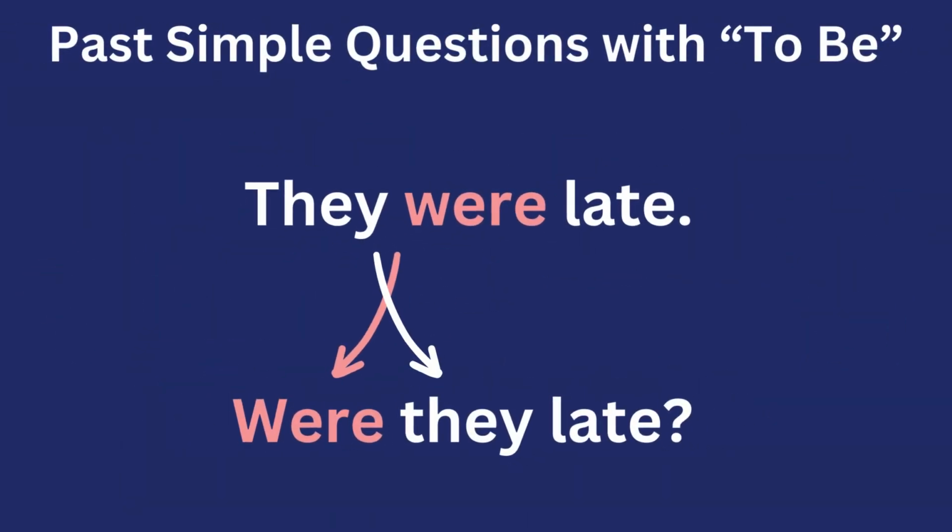If I want to ask questions in the past simple tense with the verb to be, it looks a little different. Here is a statement in the past tense. They were late. I just switch were and they to make a question. Were they late? The were goes at the beginning of the question.